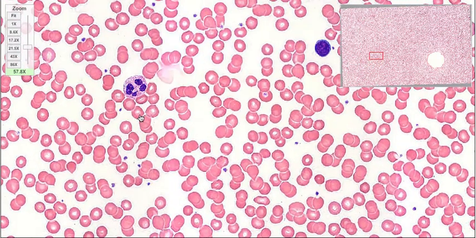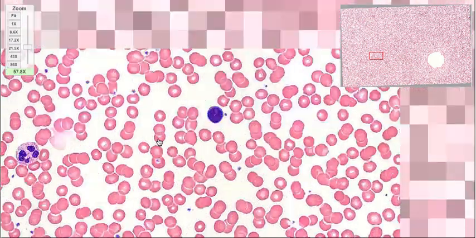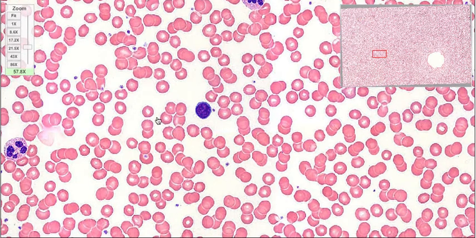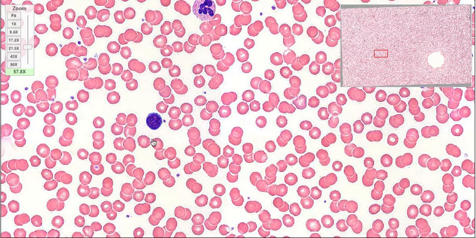So there's another one over here. This guy over here, just quickly, is known as a B memory or T memory cell. I can't tell the difference if it's a B or T, but essentially, these guys are part of the adaptive immune system, and they keep all your information stored away to respond to infections that have previously been seen by the body.